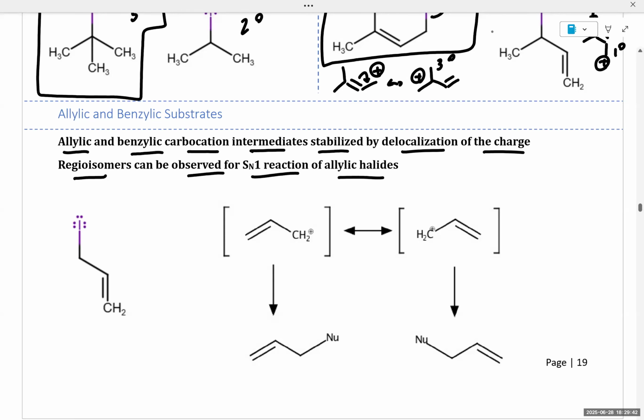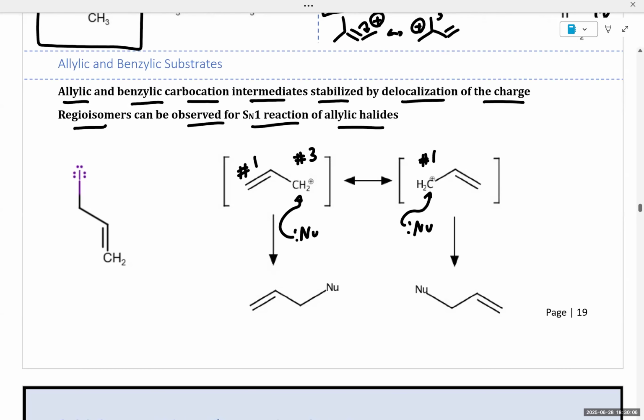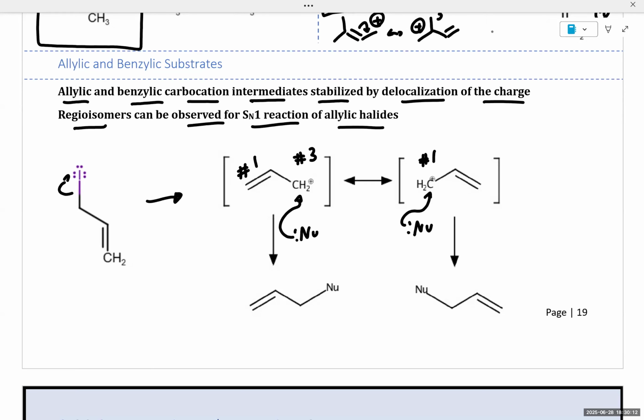So when you have an allylic halide, you'll get a mixture of products. Where do those two products come from? Well, you have two possible carbocation intermediates. You can have a carbocation at what I'll arbitrarily call carbon 3 versus carbon 1. And these two products are unique regioisomers. So when you have an allylic alkyl halide and it reacts via an SN1 reaction, because your carbocation can be delocalized across multiple atoms, you'll observe a mixture of regioisomers.